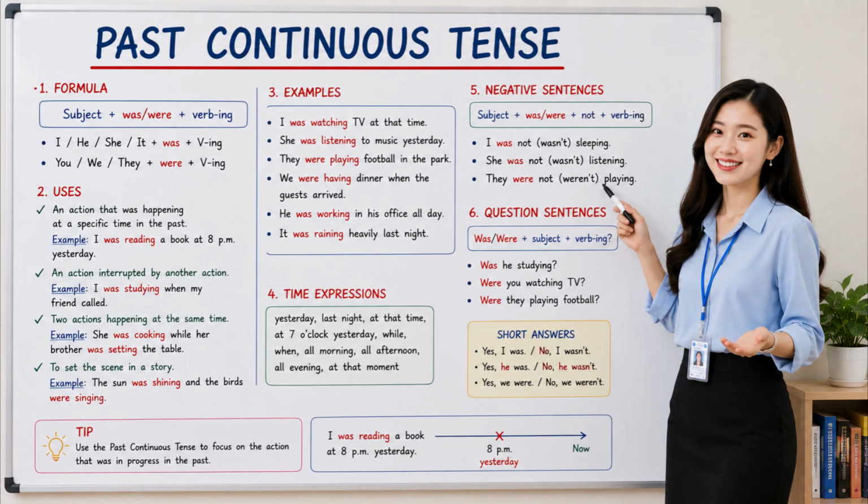Question sentences. Structure. Was or were plus subject plus verb ing. Examples. Were you studying last night? Was she reading a book? Were they playing football? Was he working yesterday? Were we waiting too long?